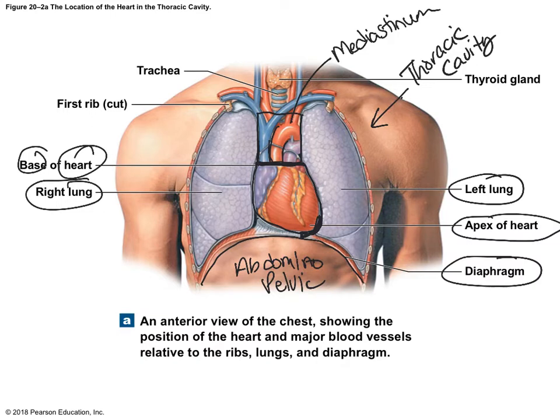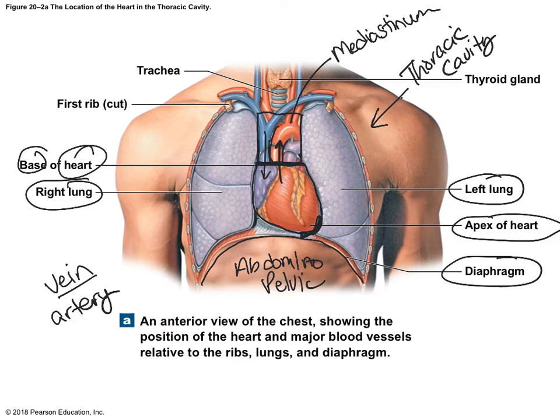So any blood vessels where blood is being pumped away from the heart, that is called an artery. Any blood vessels where blood is coming back to the heart, that is called a vein. So we're going to talk more about arteries and veins when we get to chapter 21. For right now, I just want to continue talking about the heart.